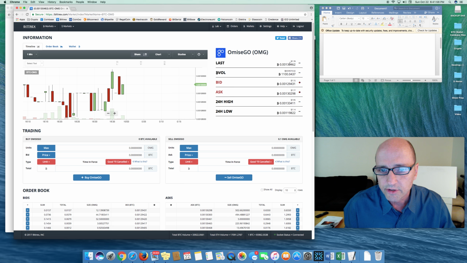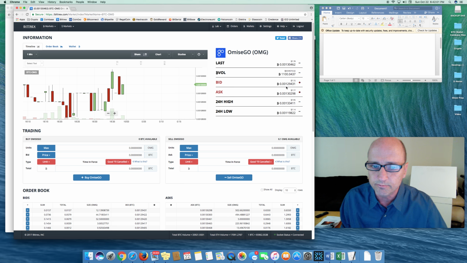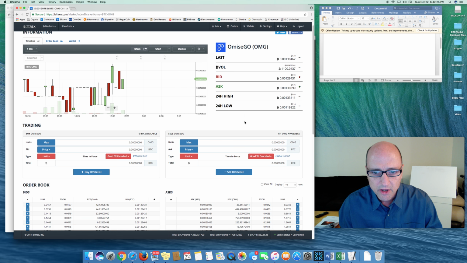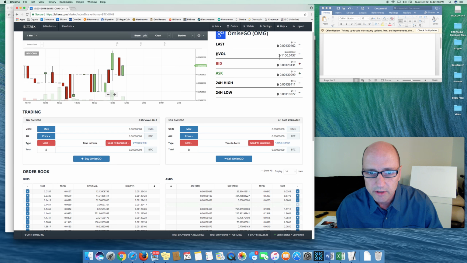Now over here you're going to see the asking price, the last price. Right now, the current bid for this coin is 0.00129431 Bitcoin, which at the current market rate of Bitcoin is equivalent to $7.72 right there. And the current asking is for $7.76, or 0.00313099. All right, so that's the trading spread right there, the 24-hour high, 24-hour low right there.